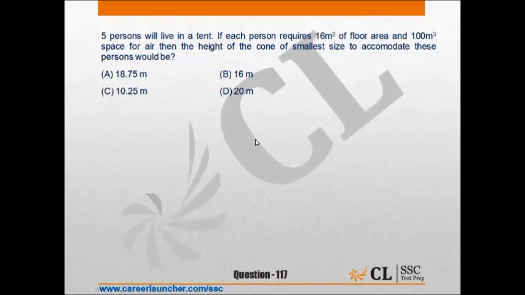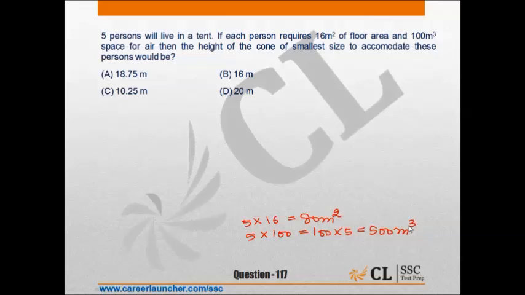The question is, 5 persons will live in a tent. If each person requires 16 meter square of floor area and 100 meter cube of space air, then the height of the cone of smallest size to accommodate these persons would be. The total floor area would be equal to 5 into 16, that is equal to 80 meter square. The total amount of air required would be 5 into 100, it is equal to 500 meter cube.